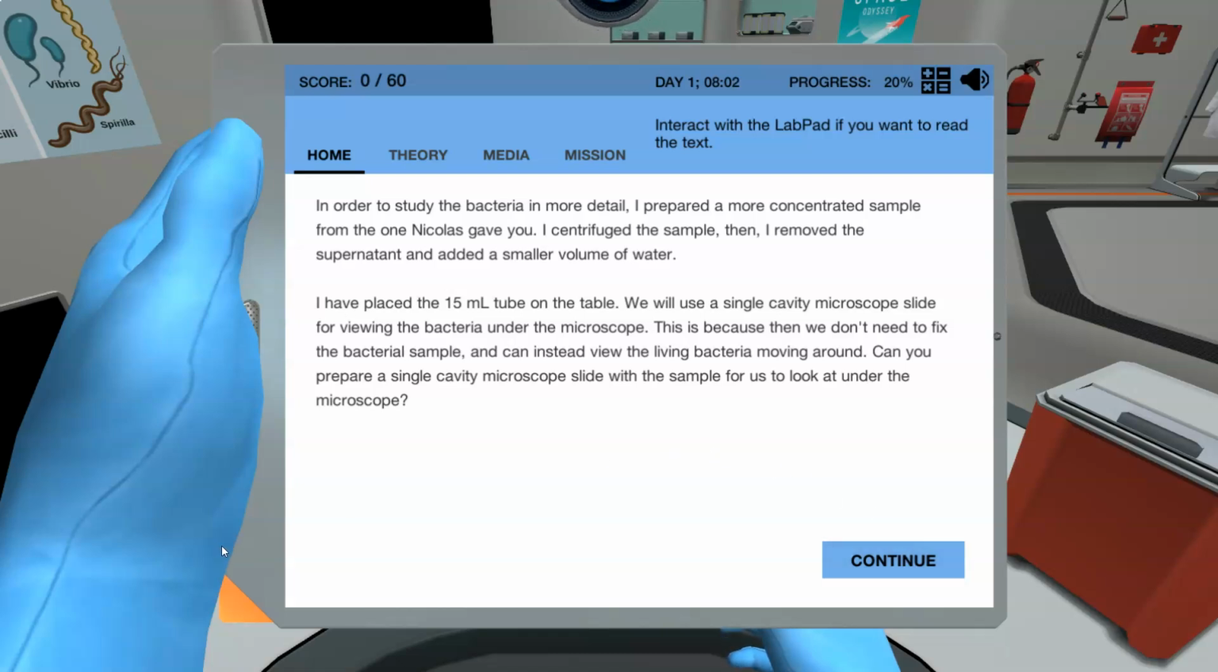We will use a single cavity microscope slide for viewing the bacteria under the microscope. This is because then we don't need to fix the bacterial sample, and can instead view the living bacteria moving around. Can you prepare a single cavity microscope slide with the sample for us to look at under the microscope?